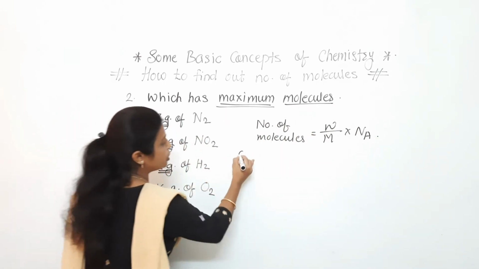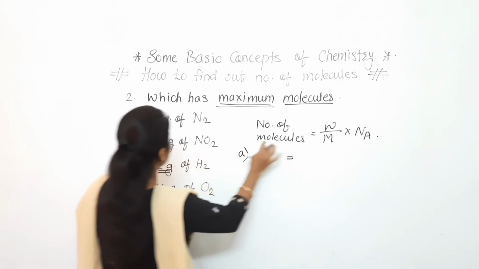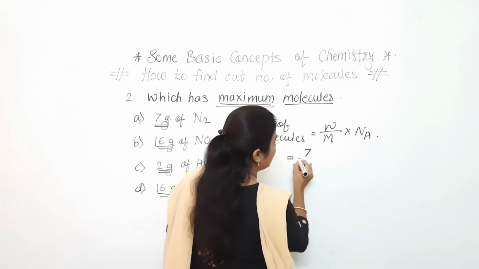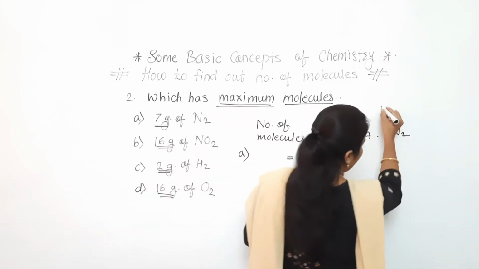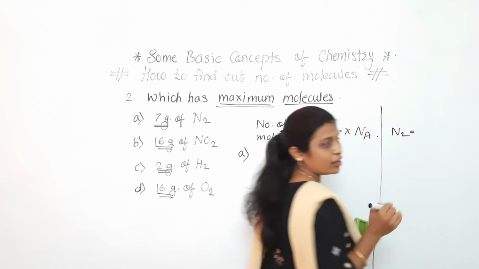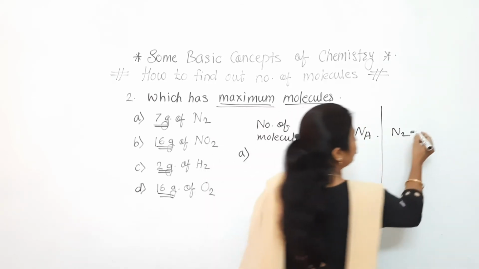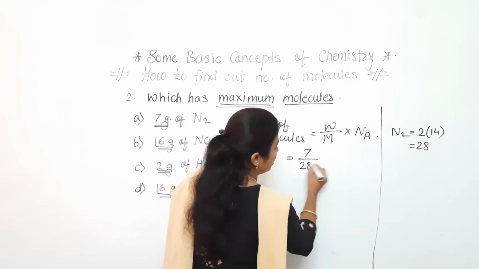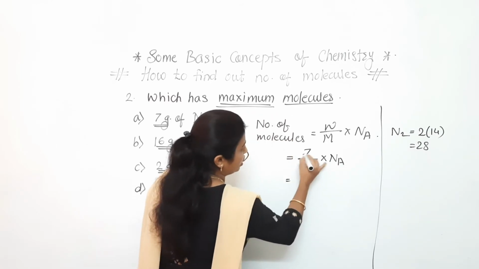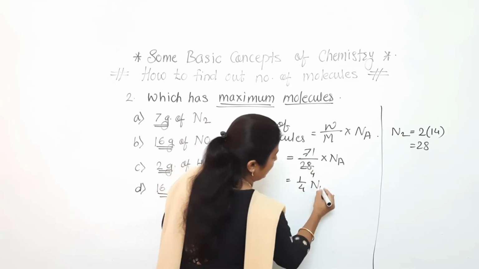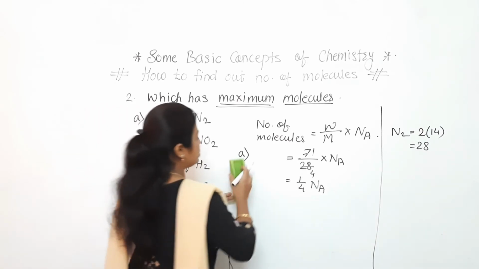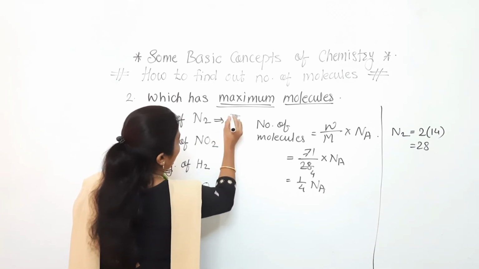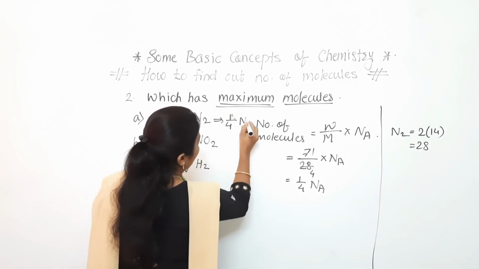Okay, now see option A. For option A, number of molecules is equal to, what is the mass? Given mass is 7 gram. So we are writing here 7. What about the molar mass of nitrogen? Each nitrogen has the mass number 14. So 2 into 14, we can say that it is 28. So I am writing here 28 into Na. So here 1 by 4 Na. Okay, this is the first option. For option 1 we got the answer, that is 1 by 4 into Na.